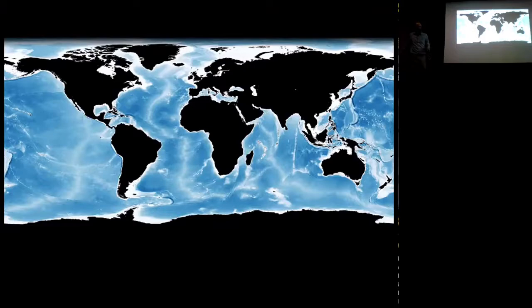So this background map that I've been showing you here is a little bit different probably from a map you're used to looking at, because land is just black, and you see all these features on the ocean floor. So what I'm going to talk about is what are these maps, how do we get this information, and how do we use this information?